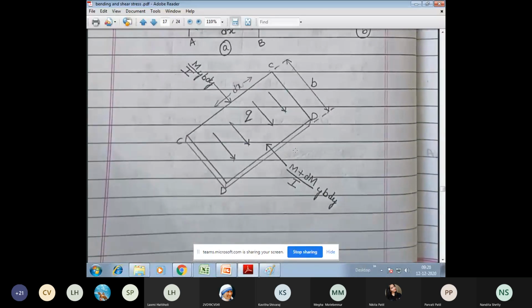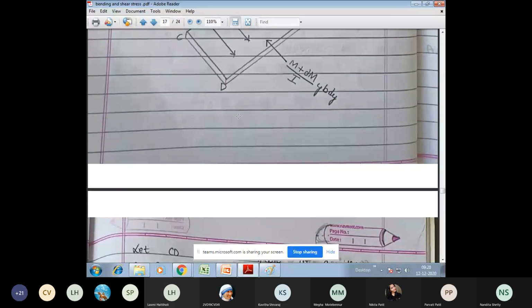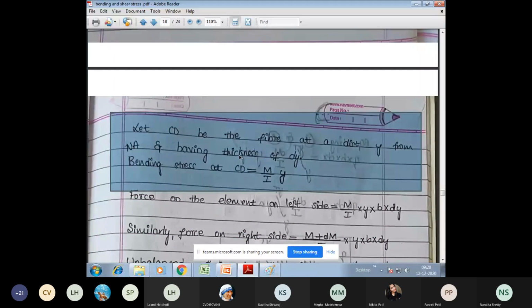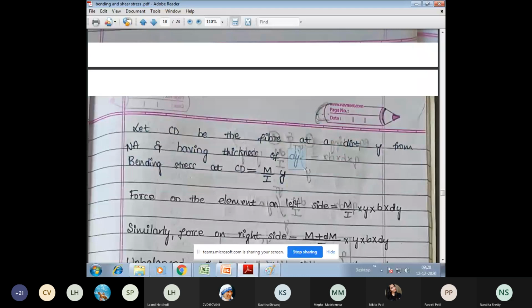Next, this I'll explain later. Let CD be a fiber at a distance y from the neutral axis, as I've explained now, and the thickness of the CD is dy. Next, the bending stress at CD is equal to, now this you can write easily, m by I into y.